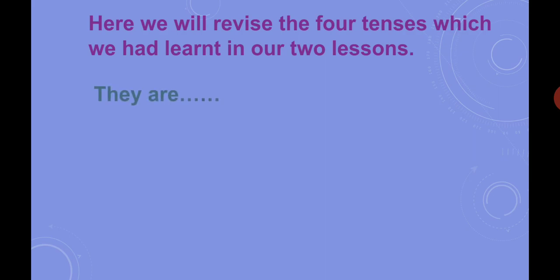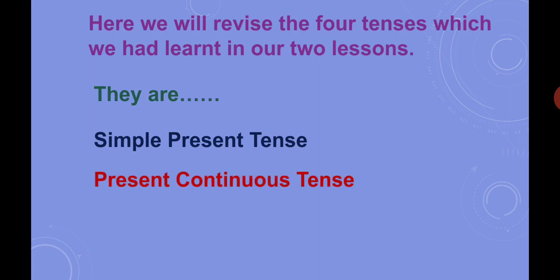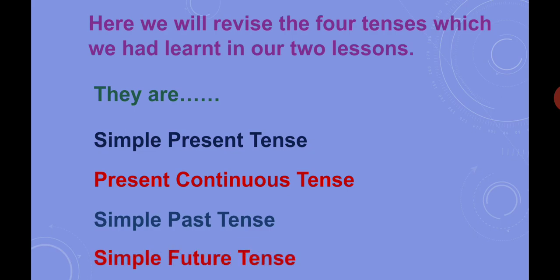Which are they? Yes, the first tense is simple present tense, the second is present continuous tense, the third is simple past tense, and the fourth is simple future tense. These are the four tenses which we had learnt in this standard, right? And in our last two lessons also. So we revise, we mix them, and we will do the exercise of these four tenses together in this lecture. So let's start.